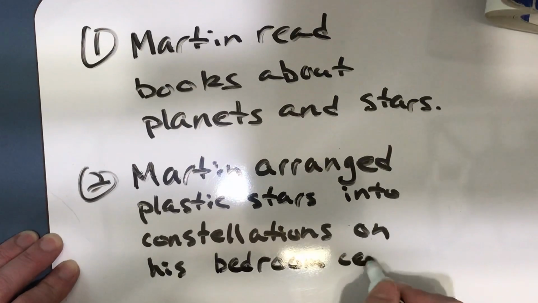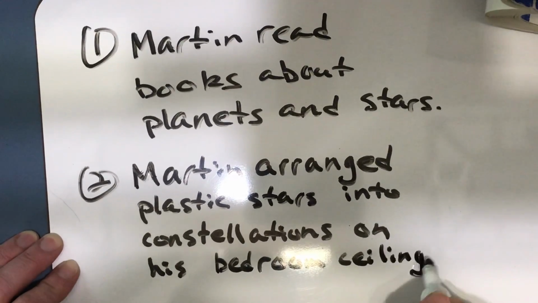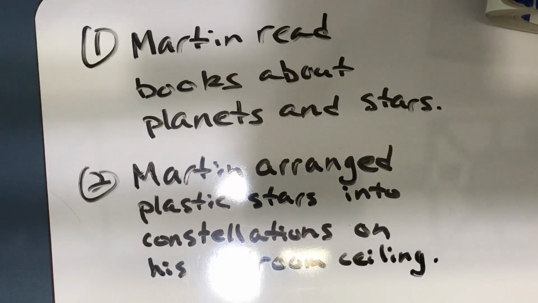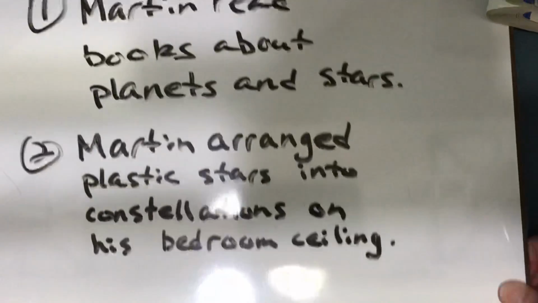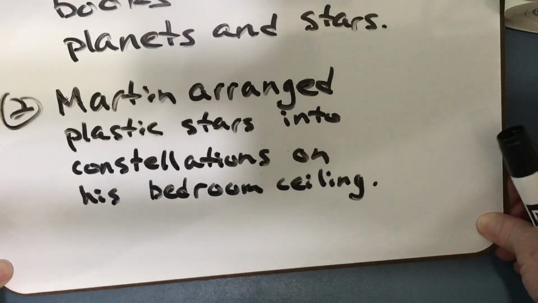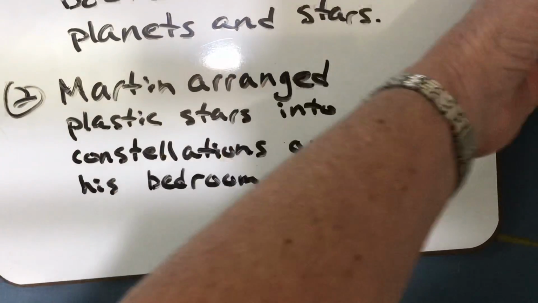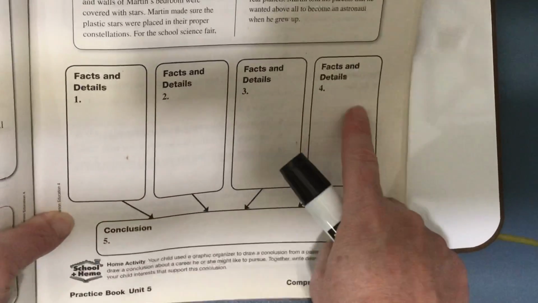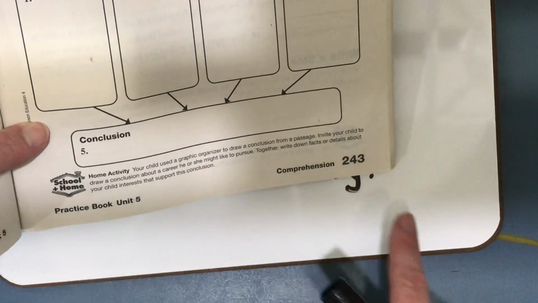Okay, those are the first 2. Martin read books about planets and stars, and Martin arranged plastic stars into constellations on his bedroom ceiling. So now you have to fill in the next 2 things that Martin did, and then you can draw a conclusion about Martin, about what Martin is very interested in.